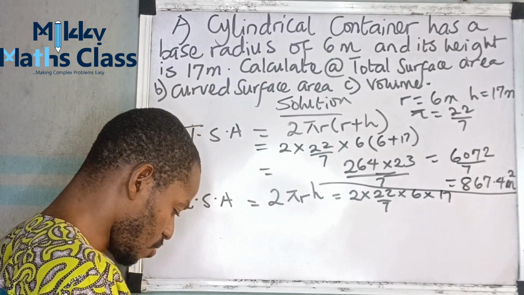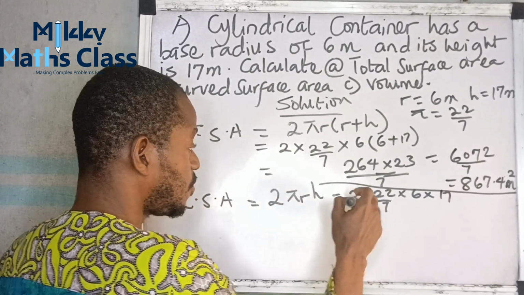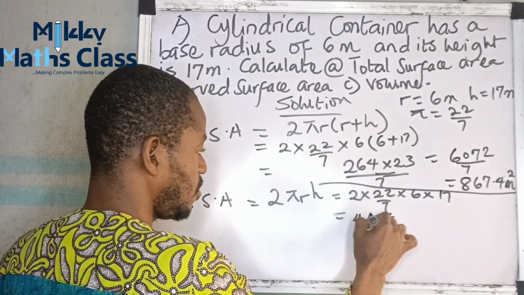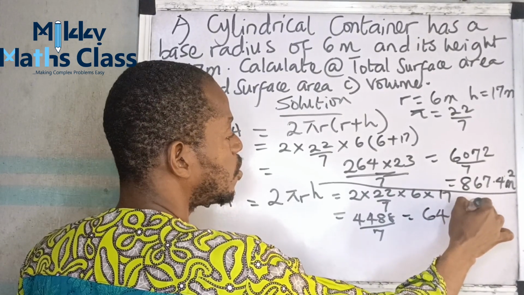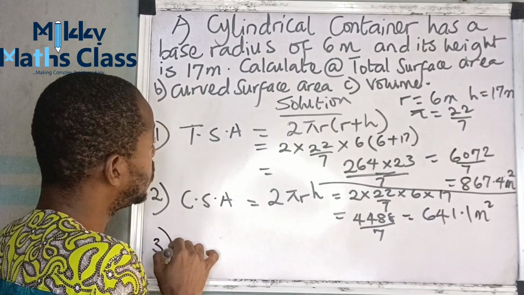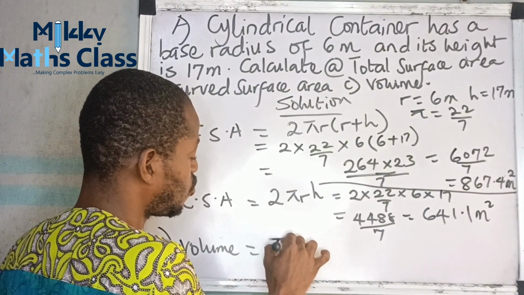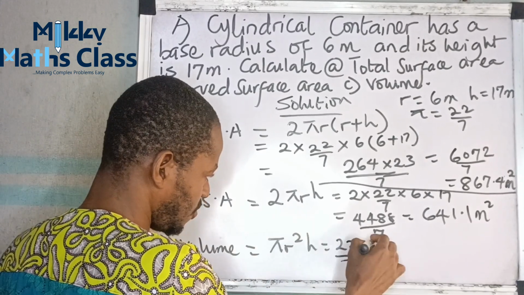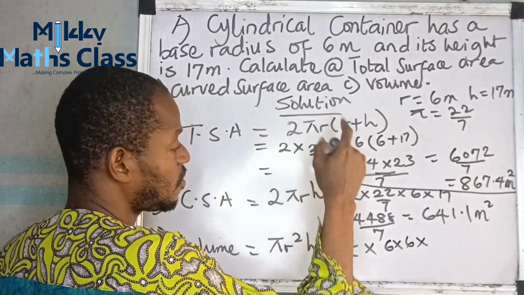Okay, so let's punch in our calculator. That's 44 times 6 times 17. Everything here will give us 4,488 divided by 7. That will give us 641.1 squared meter. And the last one, the volume. The volume is base area times height. That's pi r squared h, which is equal to 22 over 7 times, excuse me, the r is 6 times 6 times the height is 17.